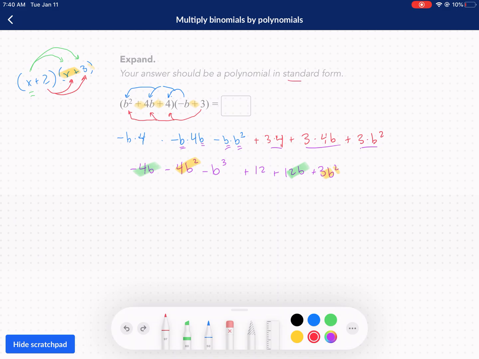Because it's in standard form, we need to start with the biggest term first. So that's negative b cubed. Now we go to the b squareds. We have negative 4b squared and 3b squared, which gives me negative b squared. Next is b's, and I can cross them off as I go, which is a good strategy to stay organized. Then I have negative 4b plus 12b, that's positive 8b. And then I have positive 12 because it's all by itself. So my final answer is negative b cubed minus b squared plus 8b plus 12.